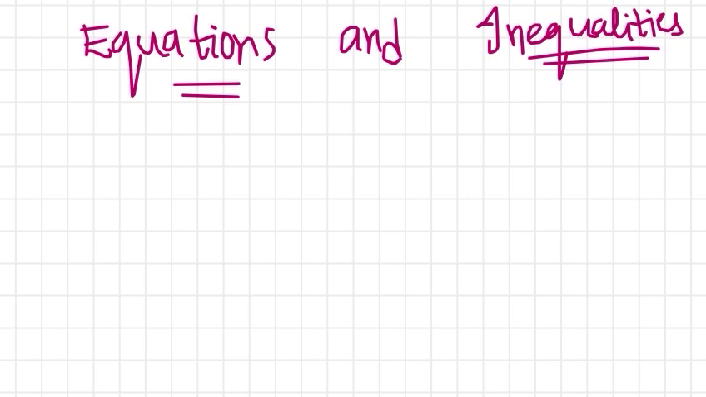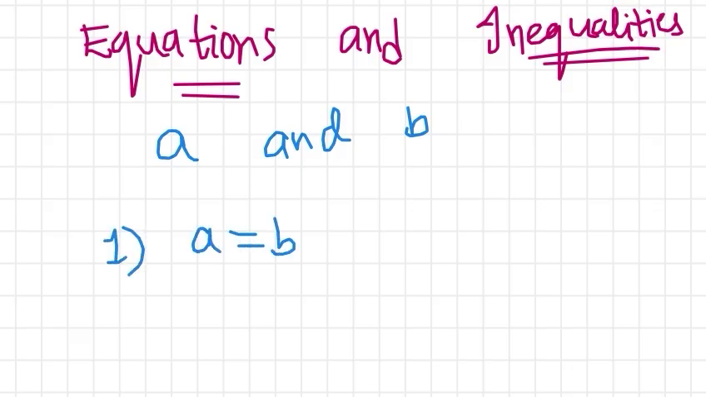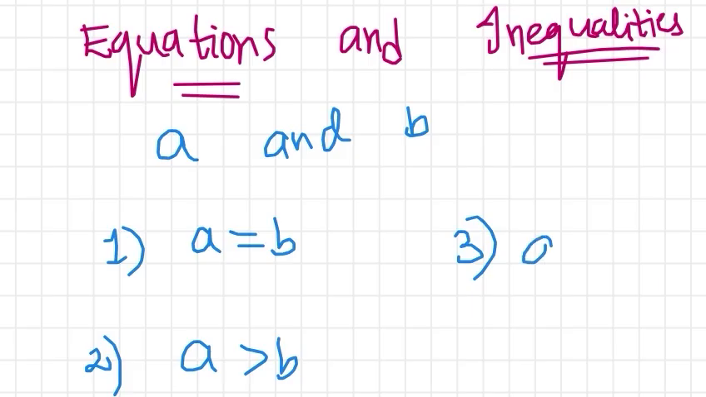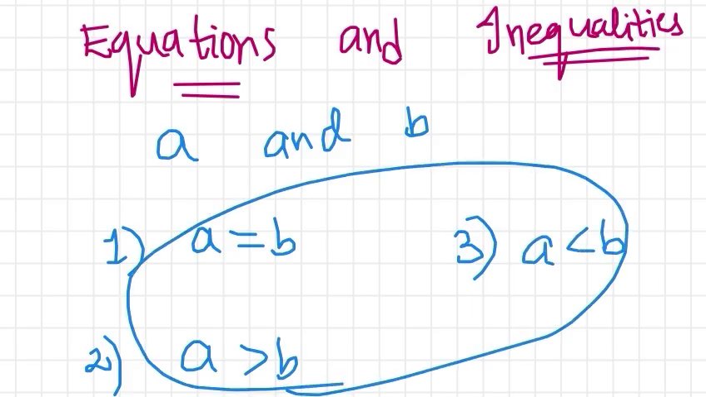See, if there are any two quantities, some random quantities A and B, and you are trying to compare A and B, there are only three possibilities. Either A is equal to B, or A is greater than B. Can you guess the third one? A is less than B. Only these three scenarios are possible.